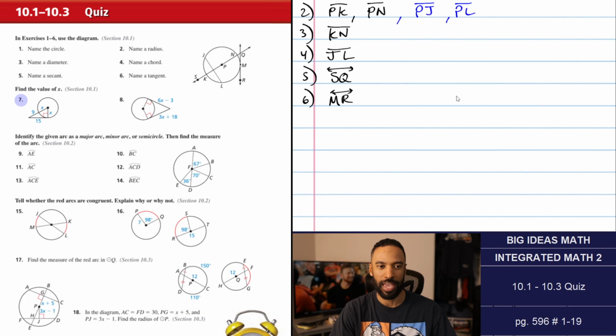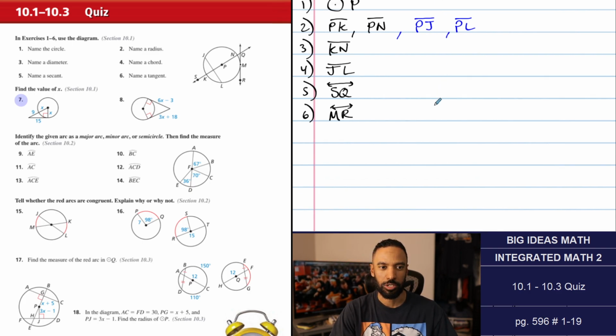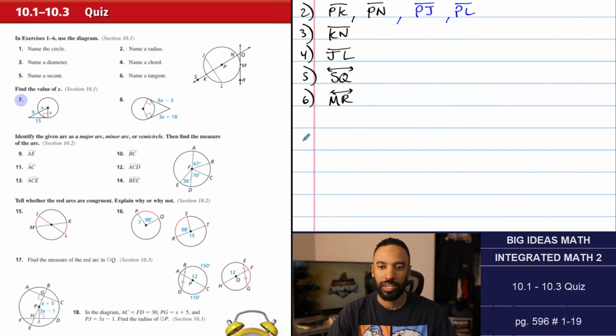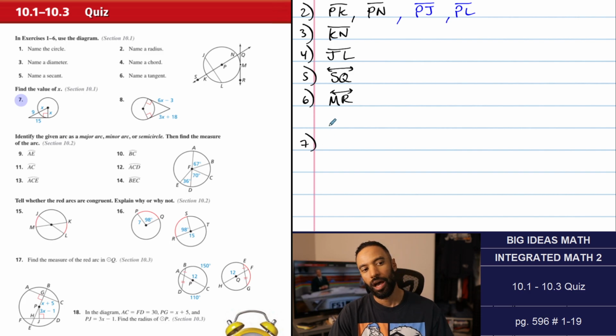They say find the value of x. And number 8, of course, find the value of x. But they're two different kinds of problems. They both involve tangents. On number 7, well, they draw some things for you, which is very helpful. But what they draw is a right triangle. But it's really about a tangent line intersecting a radius at a 90-degree angle.